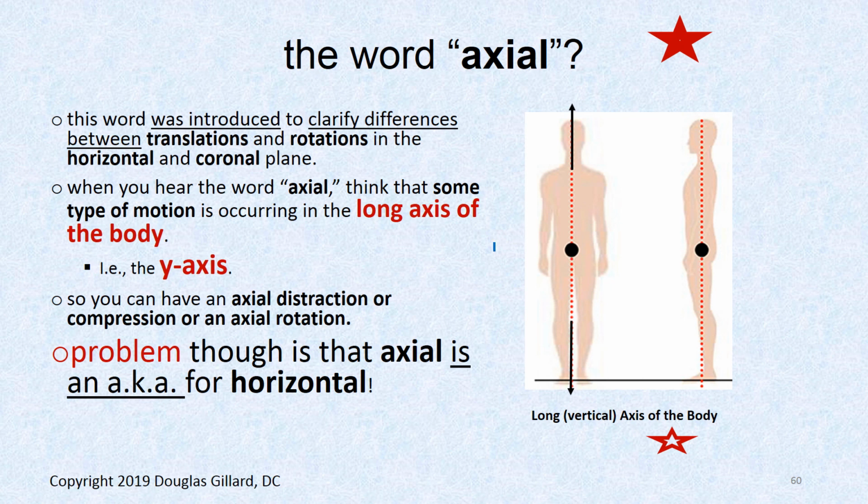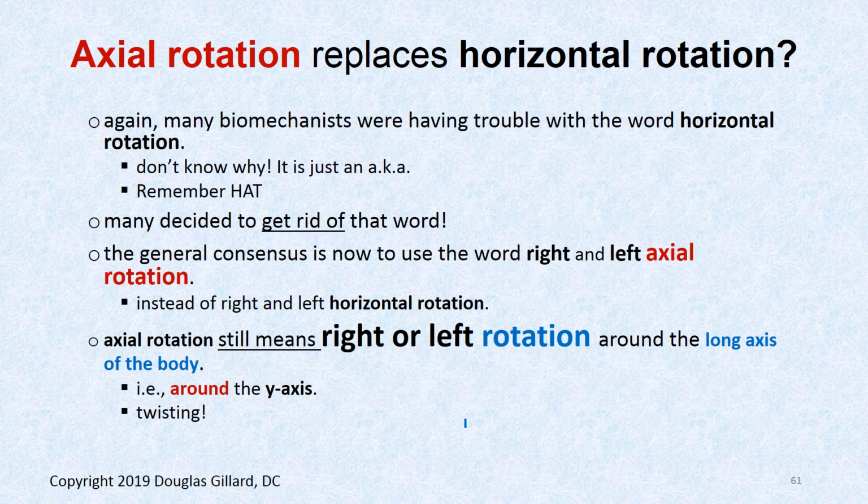The problem, as I've said, though, is that the word axial is an AKA for horizontal, but not coronal. So it makes it confusing. But let's see what they've done with this word. So axial rotation replaces horizontal rotation. I don't think you really need to do that, but nevertheless they did. Think axial as the spine, so that's pretty easy. So we just have axial rotation to the right, axial rotation to the left. It's the same as horizontal rotation to the right, horizontal rotation to the left. That's pretty simple.